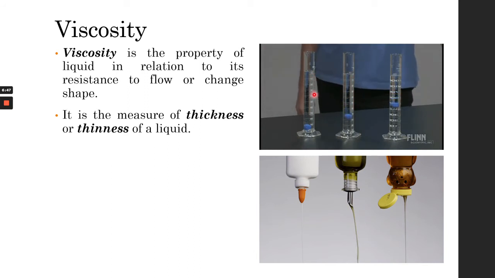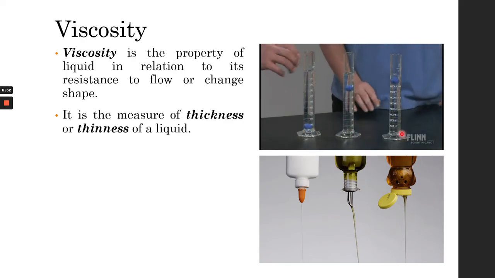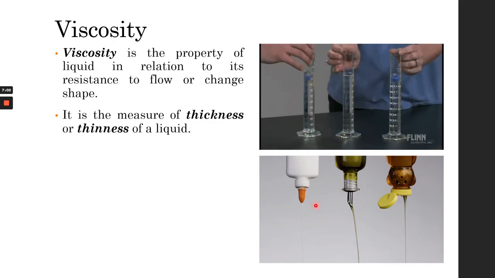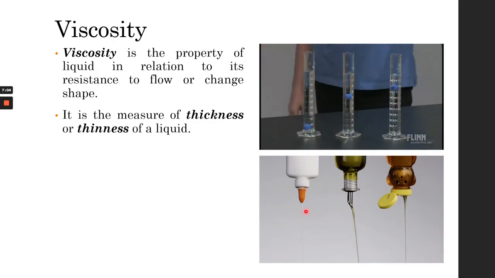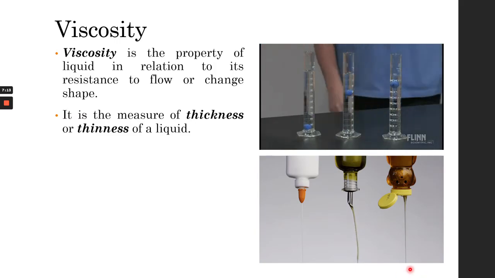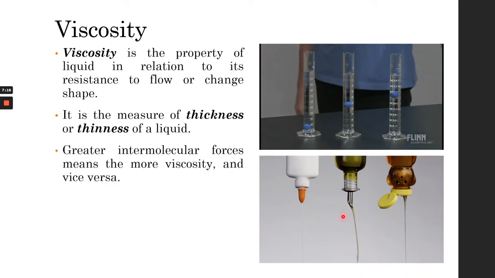So the time it takes for the metal ball to arrive at the bottom of the liquid, you can use that to measure the thickness or the viscosity of the liquid. The same thing here, you can time how long it takes for the liquid to drop from the tip to the floor or to the container where you're collecting these liquids. So greater intermolecular forces means more viscosity and vice versa.